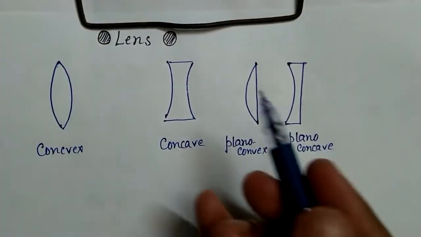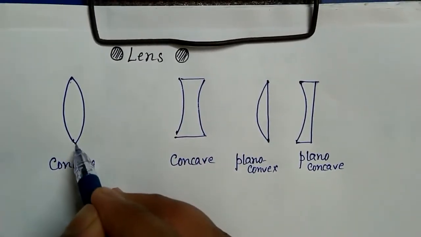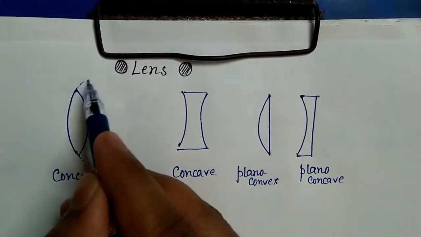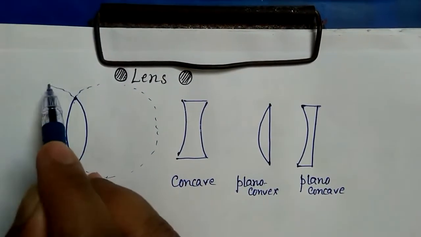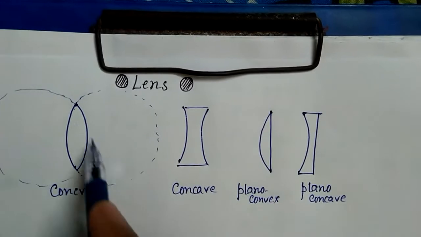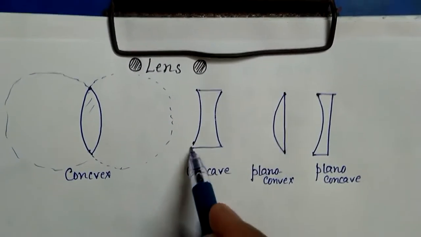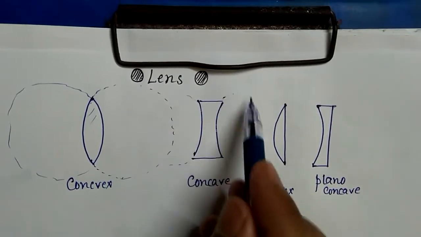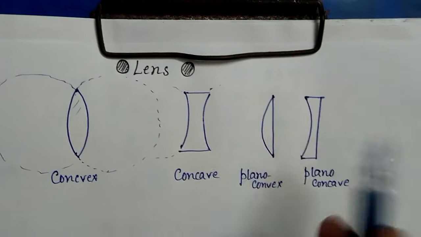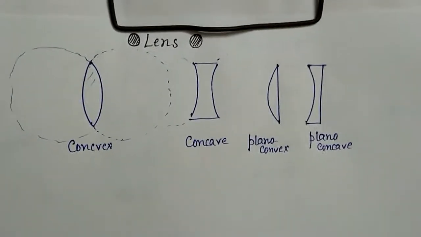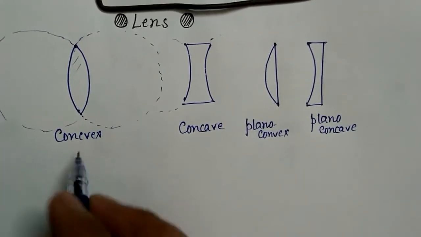One thing is very much common: this lens is a part of a sphere. That means if two spheres intersect, then we get a lens, this type of lens. Similarly, this is also a part of a sphere, and these are also somehow part of spheres.